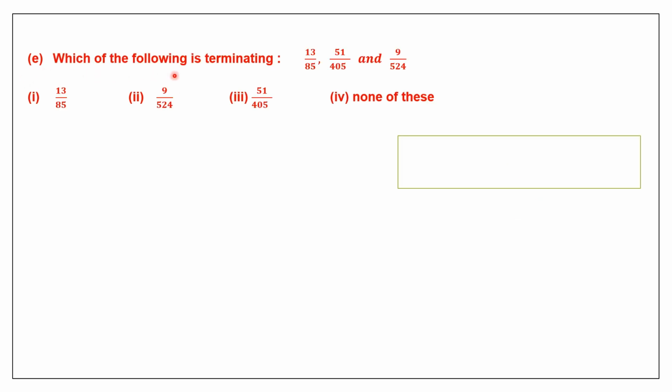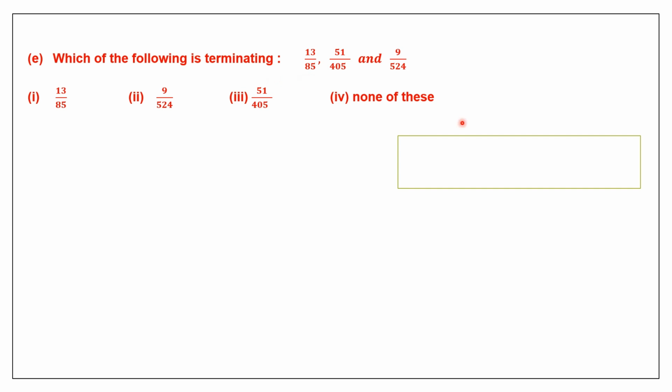Question E, which of the following is terminating? That means ending. Okay, which of the following fractions, when you convert it to decimals, will it terminate or will it have a finite number of digits? So that is a terminating decimal. Now, one way that you can find out if these are terminating or not is by actually doing the division, dividing them and then seeing whether the decimal number ends or it goes on and on. If it ends, if it stops at a particular point, then you can say that they are terminating decimals.